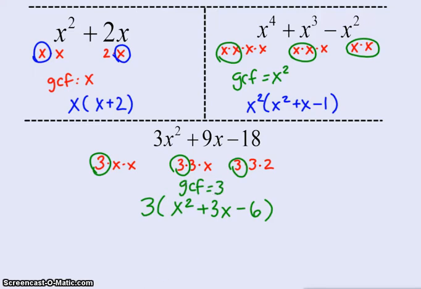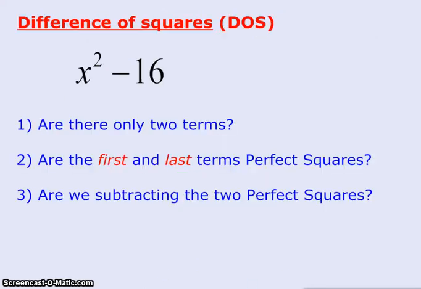Alright, so we begin by talking about difference of squares. Difference of squares is a special way of factoring, and there are certain rules that you have to follow before difference of squares can be applied. The first thing we need to know is, are there only 2 terms? In the case of the problem above, we have x squared and negative 16. There are 2 terms here, therefore we can use difference of squares.